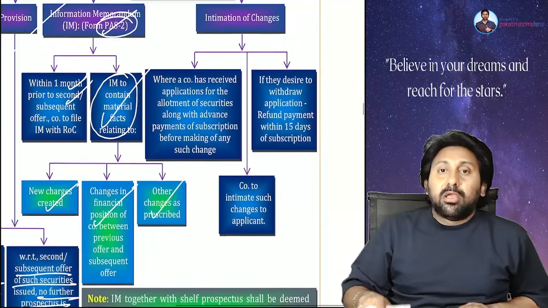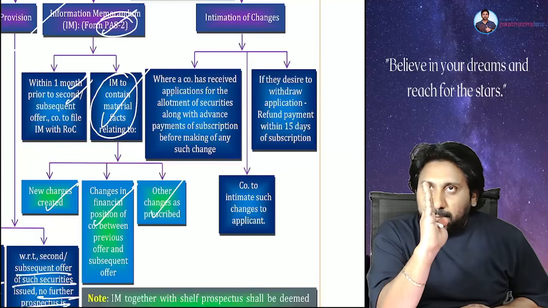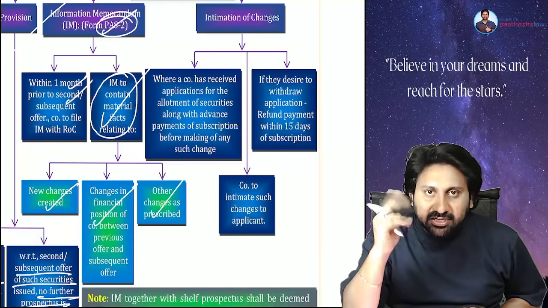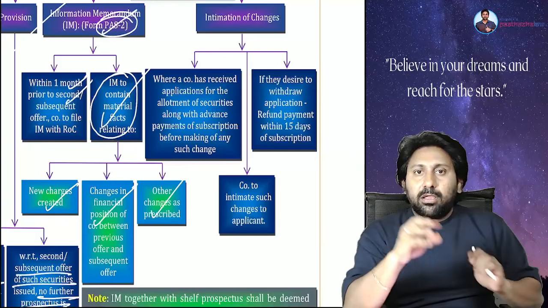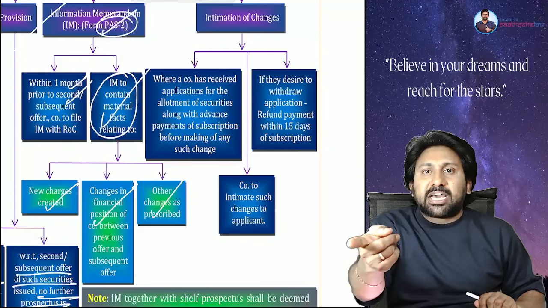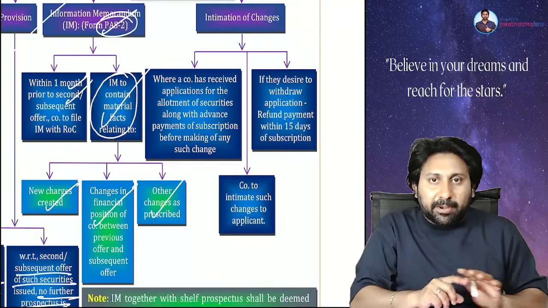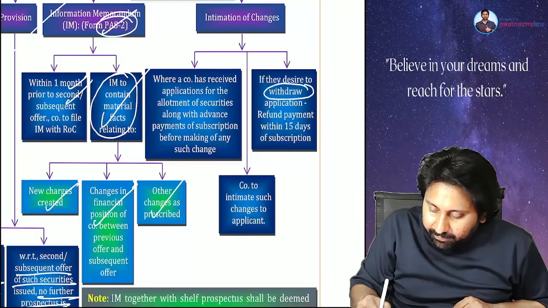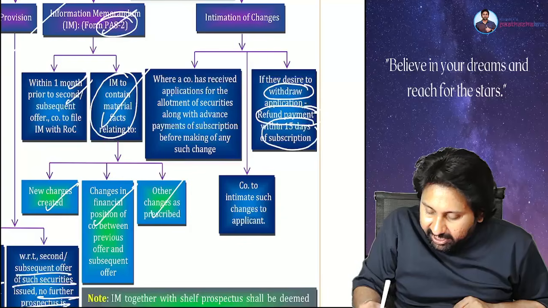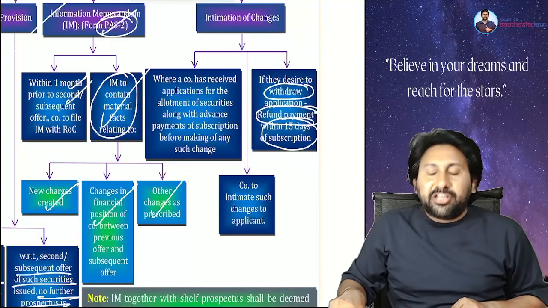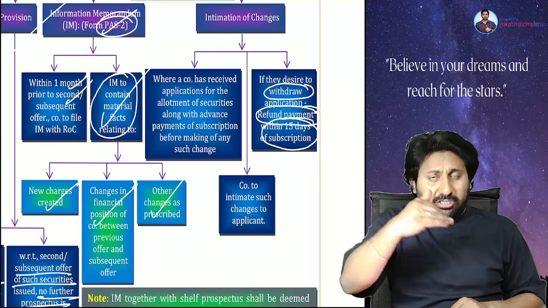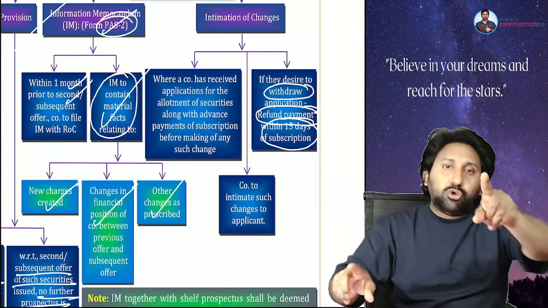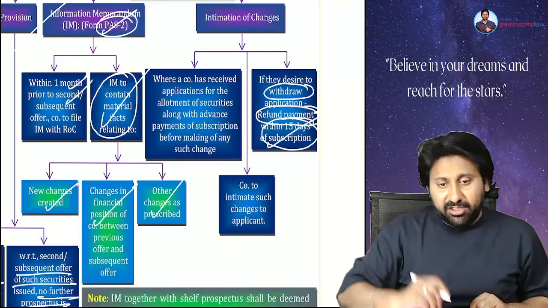For example, public offer 1 completed. Public offer 2 is getting started. Public paid money. Immediately new charges created, MD resigned. These things happen. You have to give an exit offer to them. If they withdraw, refund their payment within 15 days. That means if any shareholder who saw the shelf prospectus and invested, and later dangerous changes happened, you should refund their money within the next 15 days.